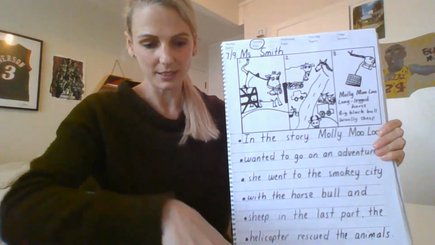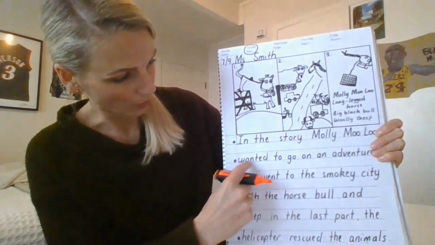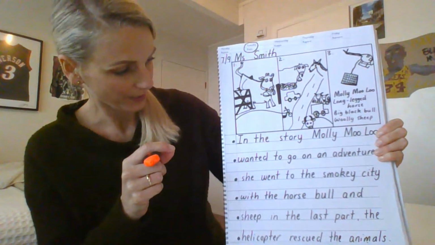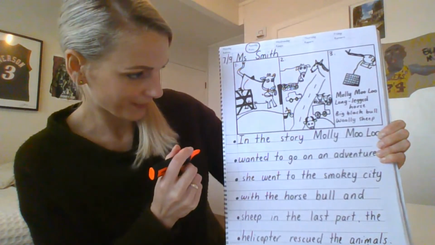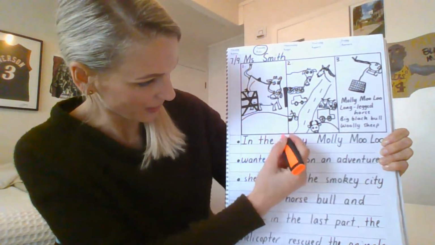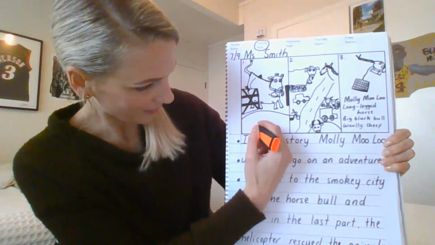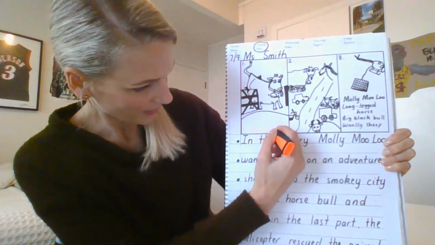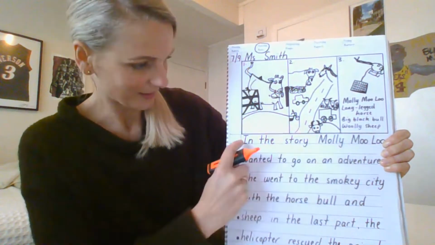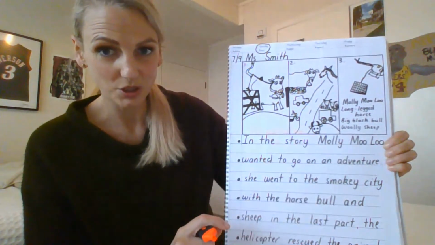Okay, I've got my highlighter here, and hopefully this will stand out for you. In the story, Molly Mooloo wanted to go on an adventure. So I need to have that word first included in there somewhere. So let me think. In the first part of the story, does that make sense? So I'm going to edit it, and I'm going to write that up here. In the first part of the story, Molly Mooloo wanted to go on an adventure.